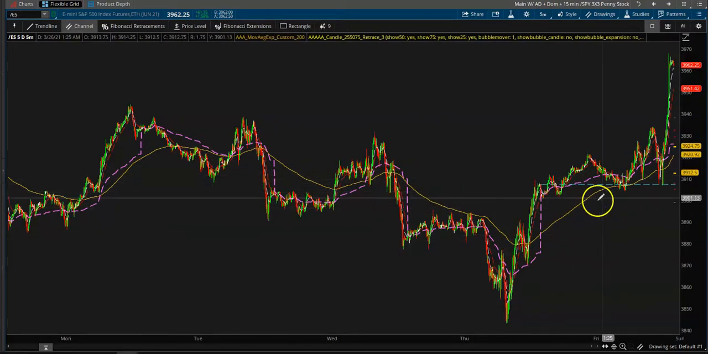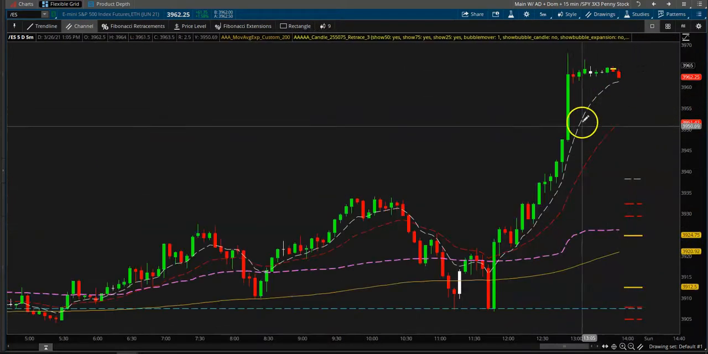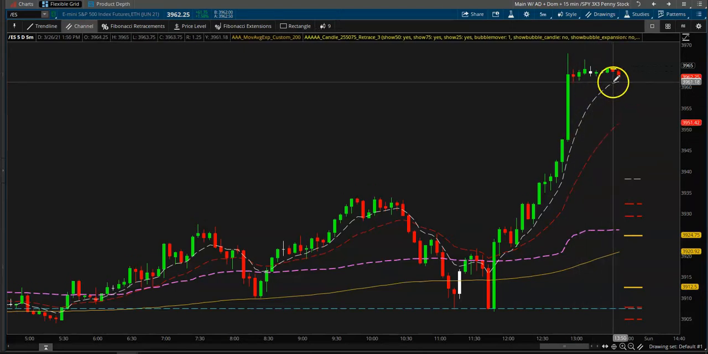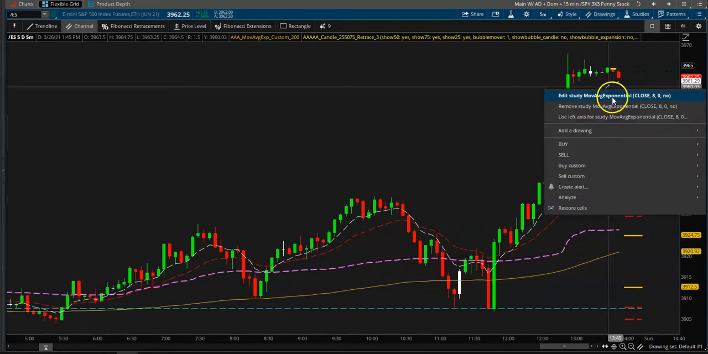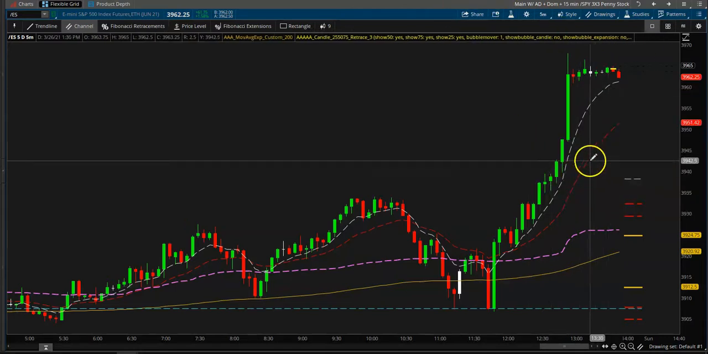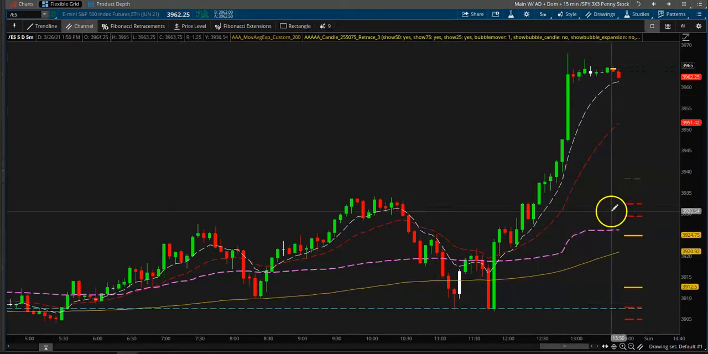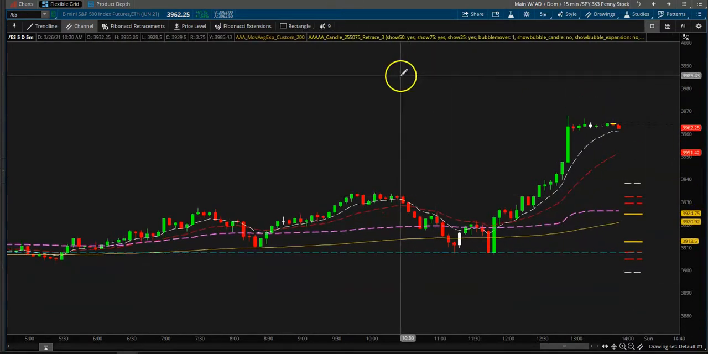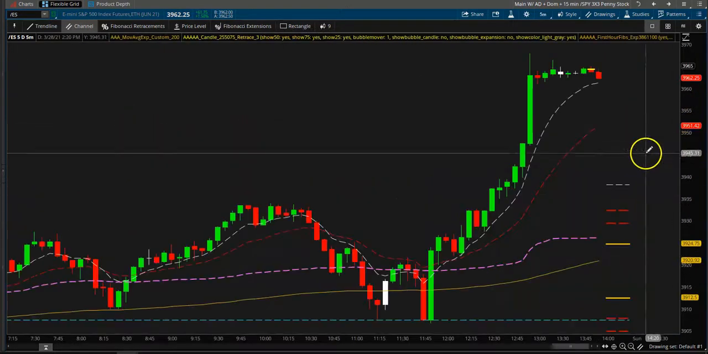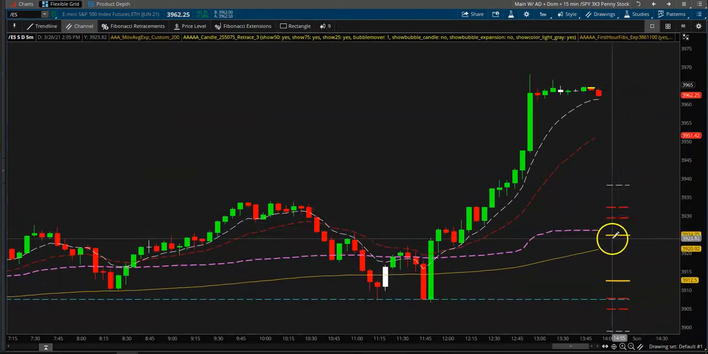I love this line. If we zoom in, the white line is the 8 period exponential moving average, just the basic 8 period. And then the red line is the 20 period exponential moving average. That's it. Nothing crazy. And then over on the side, we have these levels, which are the first hour high and low, which are the yellow.